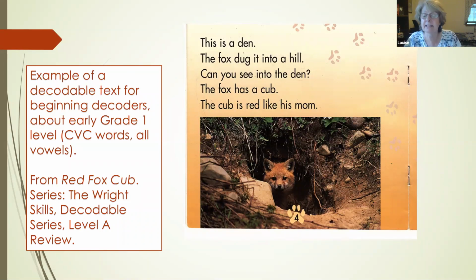You can see that this text is structured very differently from the predictable text. There's a very nice picture. My daughter would have loved this when she was little because she loved foxes. But you can't really use the picture to guess at the words. A picture is just not that informative for guessing specific words. And the words, notice, are controlled to basically CBC words with all short vowels. So fox, duck, den, cub, mom, red. There's a few words that are sight words like "you," but there's always going to be some words like that in any text because it's basically impossible to write a sentence in English without using some phonetically irregular words.